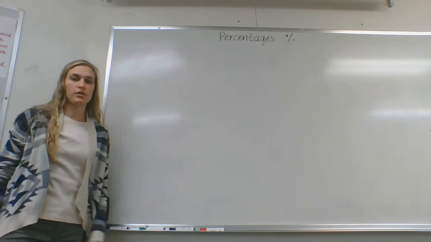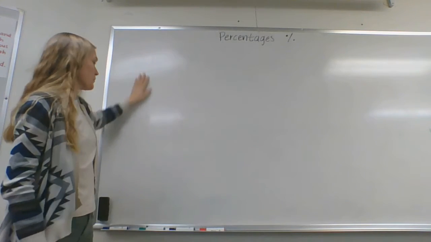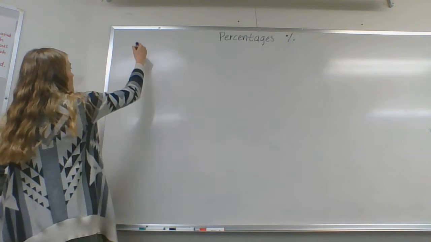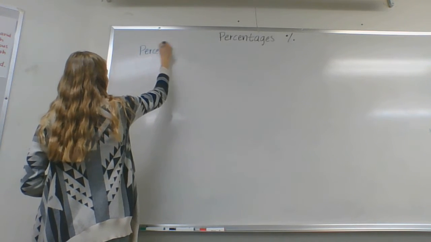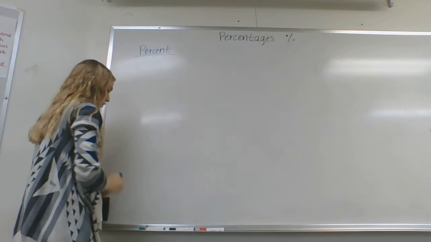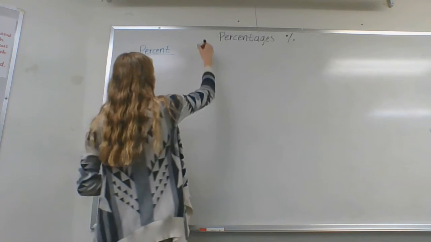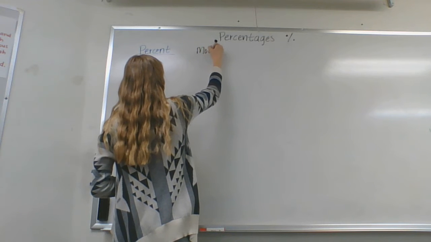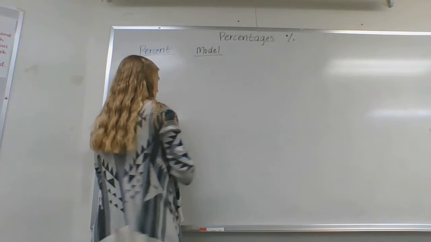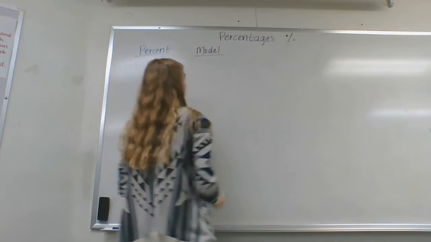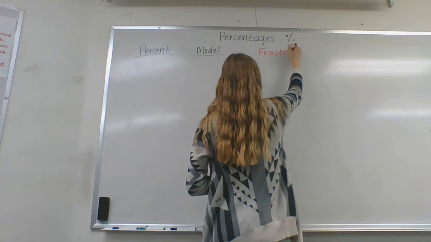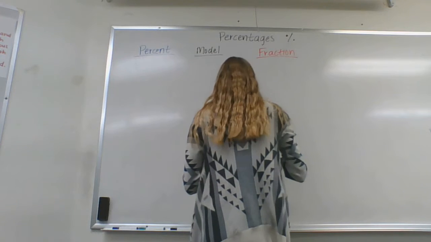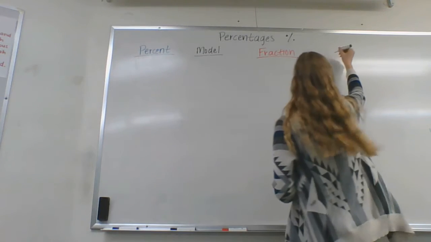Alright, so we're going to start by making 4 columns. We're going to have the percent. We're going to draw a model. We're going to write a fraction. And finally, a decimal.